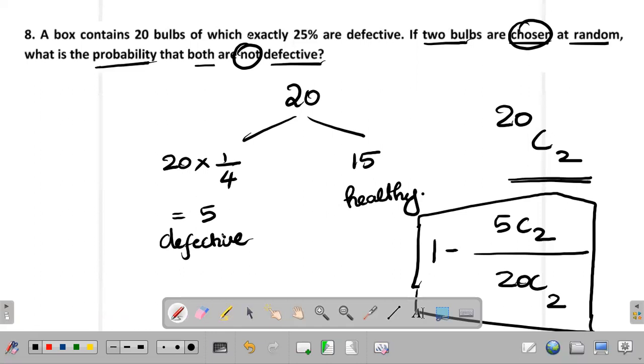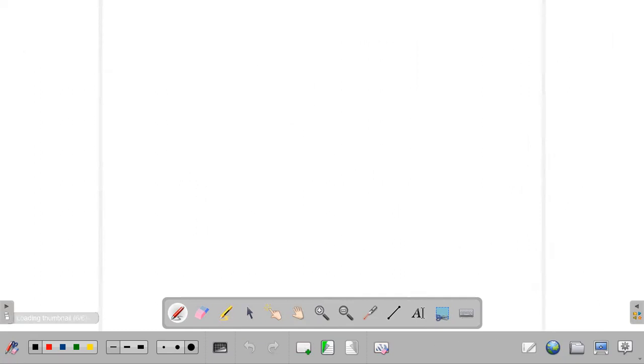When I say both are not defective, there is a possibility that one is defective and one is healthy, or both are healthy. So just 15C2 by 20C2 won't be sufficient. You first find the probability that both are defective, that is 5C2 by 20C2. 1 minus that will fetch you the answer. I guess this is clear to all. Okay, let's now go to the next question from our handout.